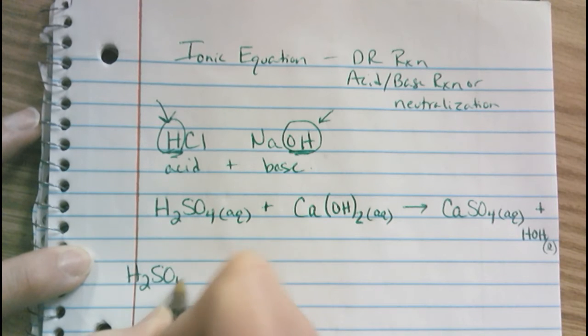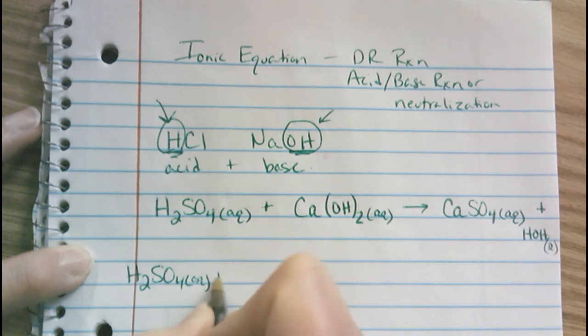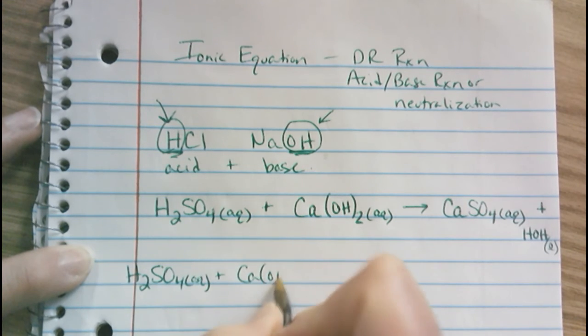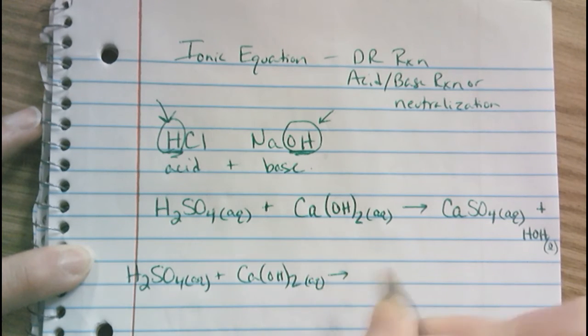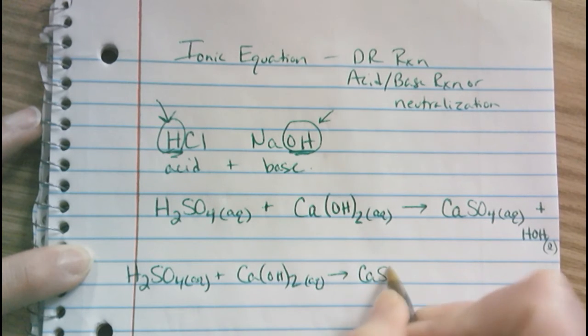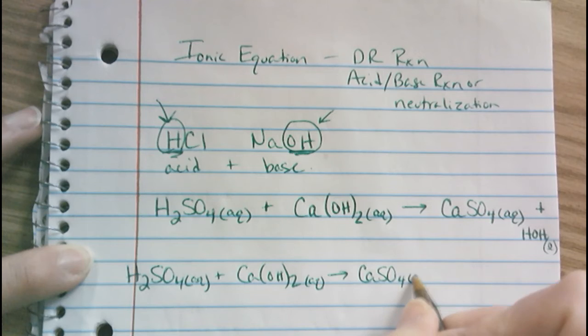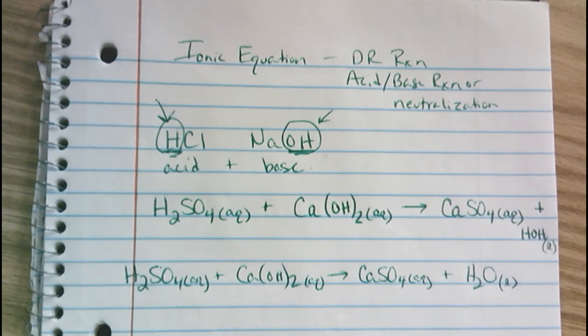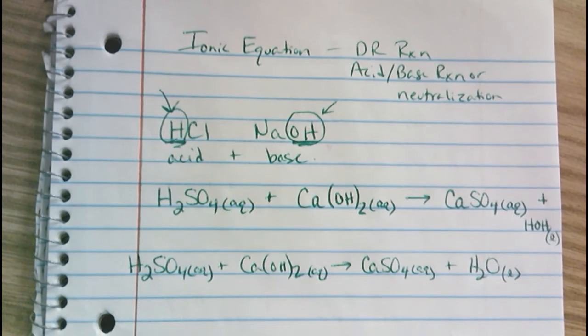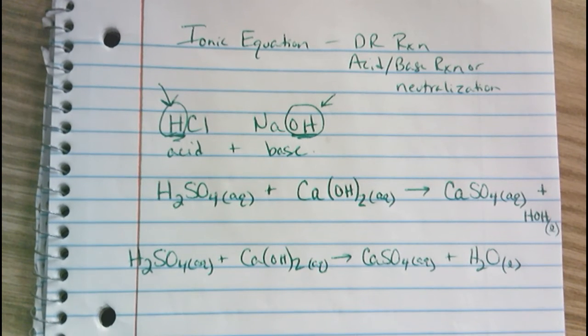So I'm going to rewrite this so it's not written off the page. So we have H2SO4 aqueous plus calcium hydroxide aqueous produces calcium sulfate aqueous plus water, which is going to be a liquid. I know that it's not balanced. I'm not going to balance it right now.